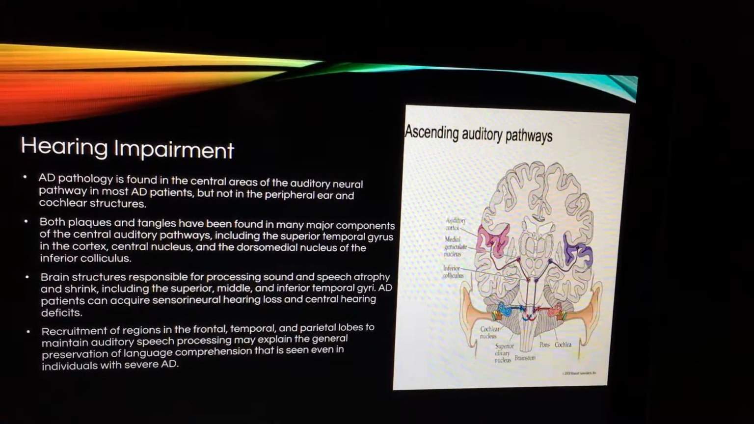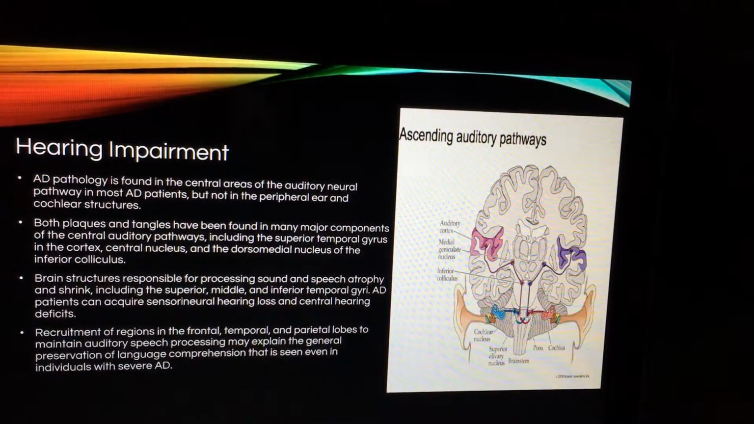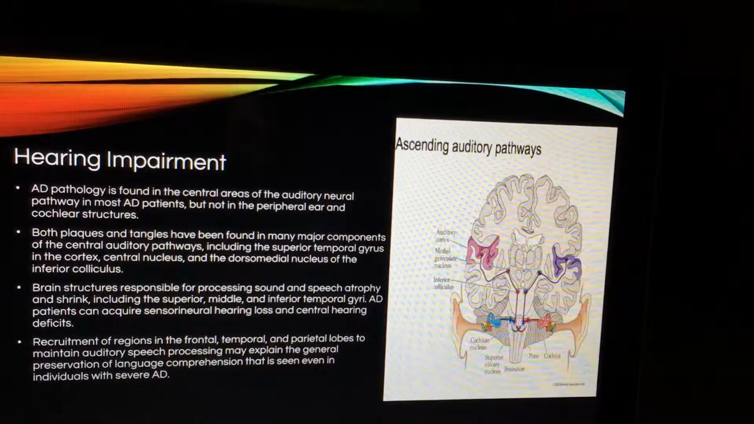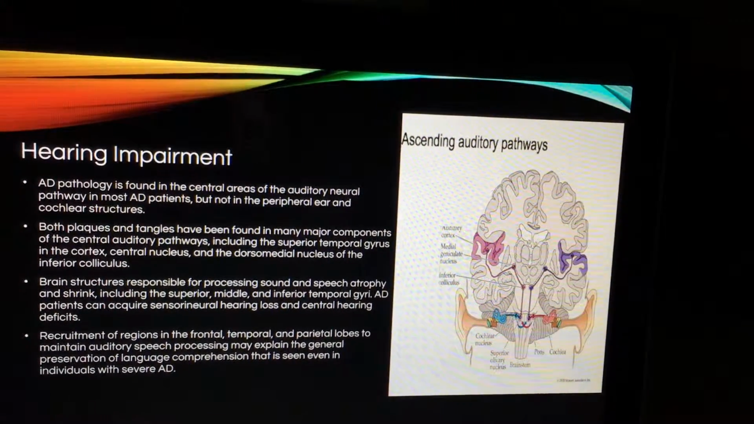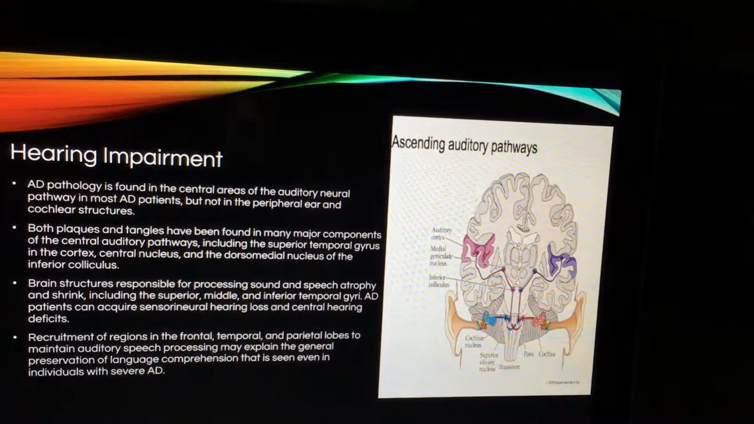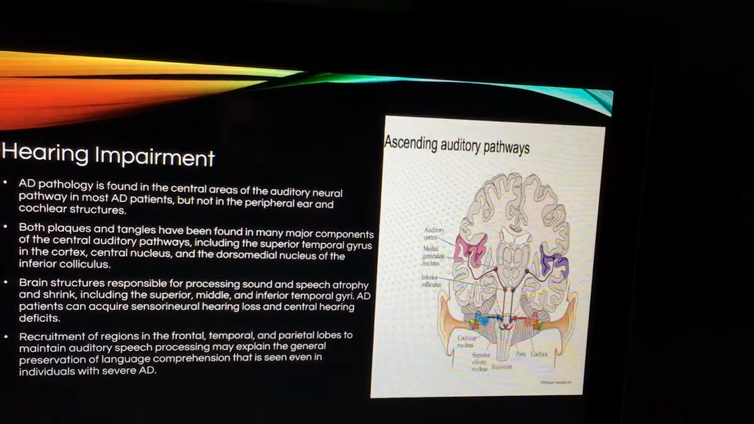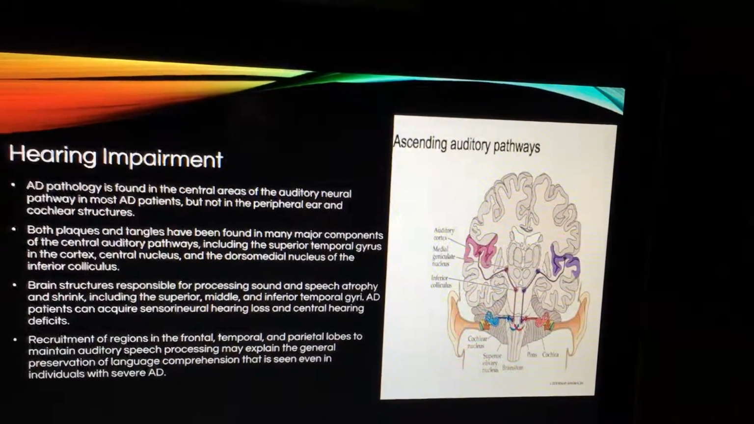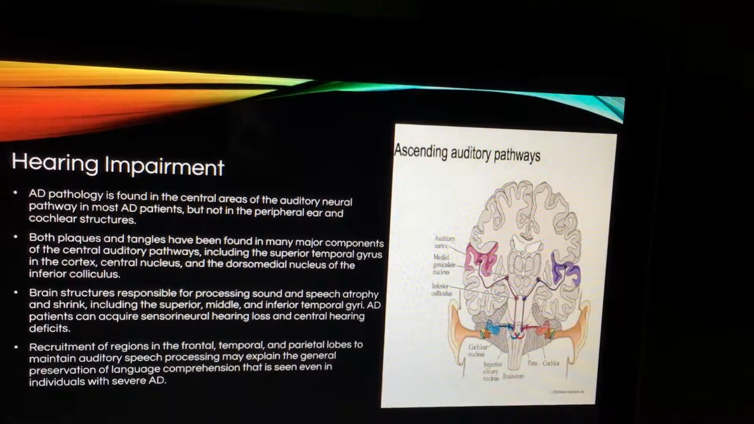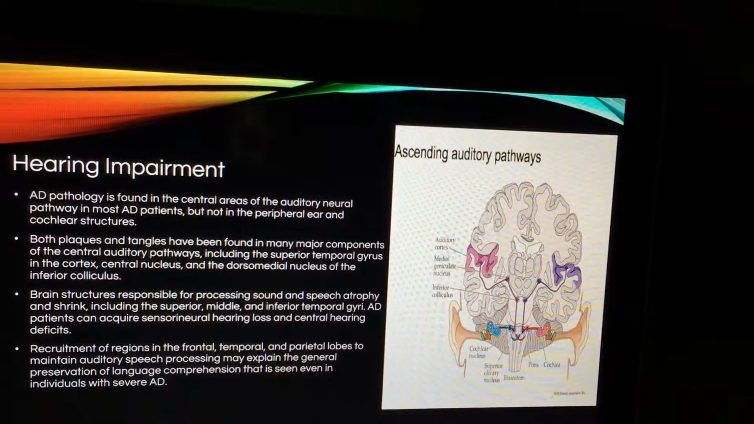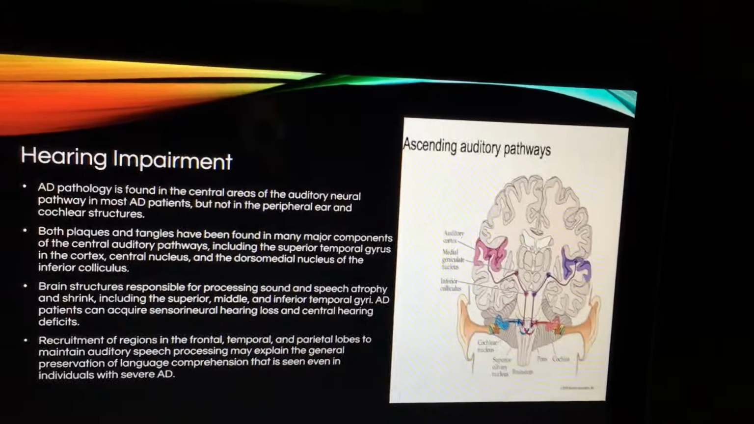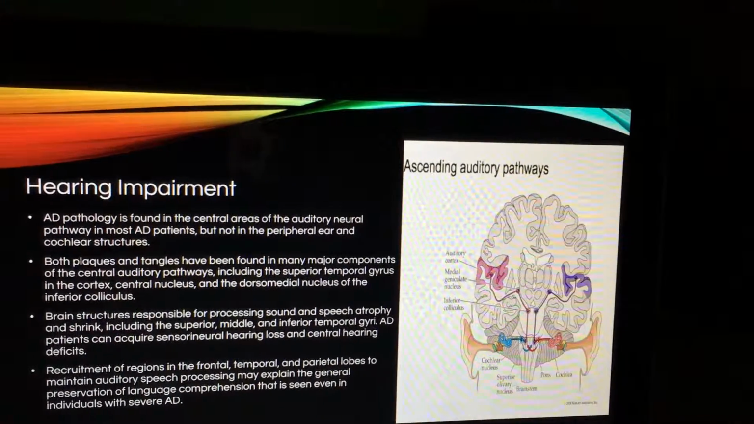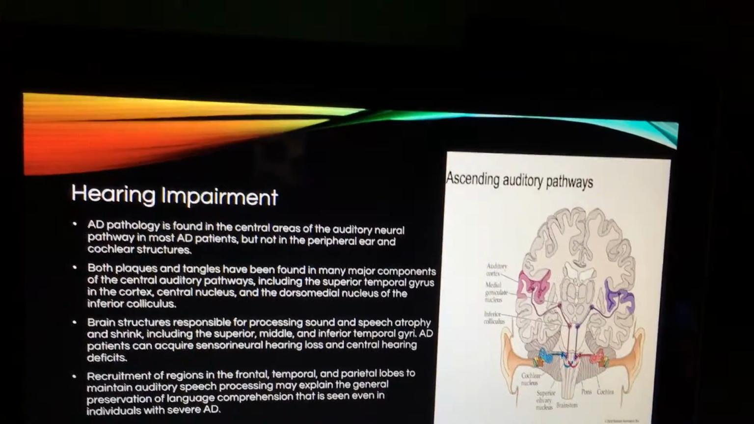Brain structures responsible for processing sound and speech atrophy and shrink, including the superior, middle, and inferior temporal gyri. AD patients can acquire sensory neural hearing loss and central hearing deficits. Recruitment of regions in the frontal, temporal, and parietal lobes to maintain auditory speech processing may explain the general preservation of language comprehension that is seen even in individuals with severe AD.